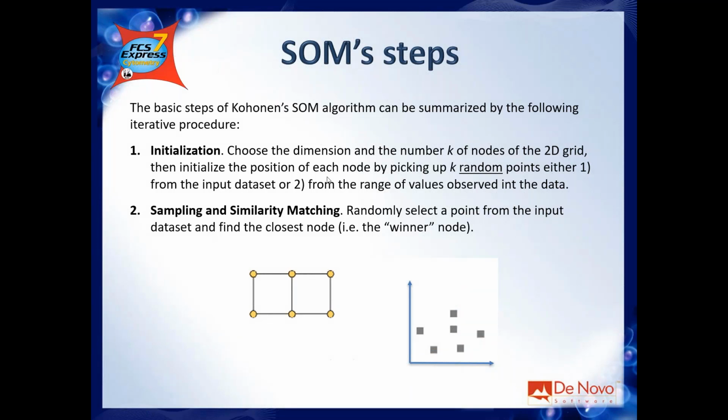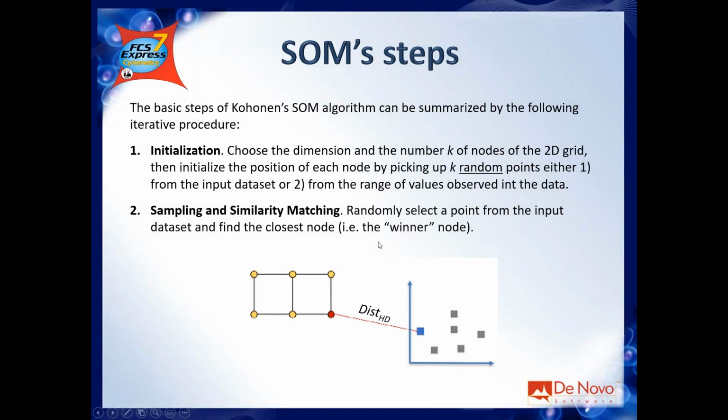It's up to you, basically. After the initialization, you pick one random event from your data set. It means one random event from your cells. In this case, it's this one. It has been labeled blue. And then you calculate the distance between this and every node. Why this? Because you want to find the winner node, which is the closest. As you can see in this example, the closest one is the bottom right.